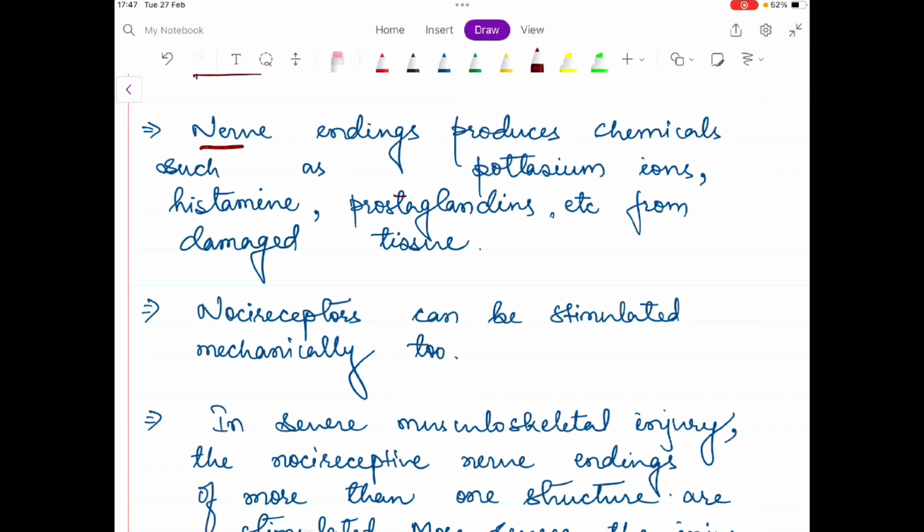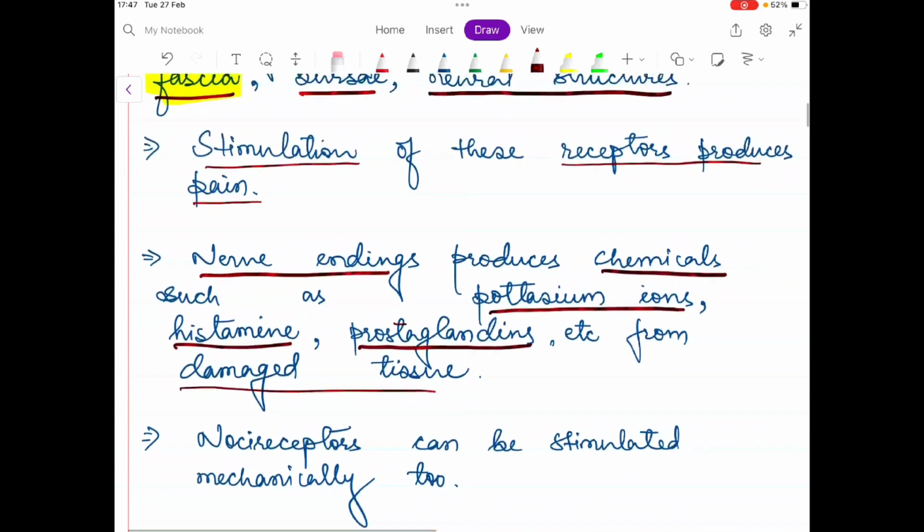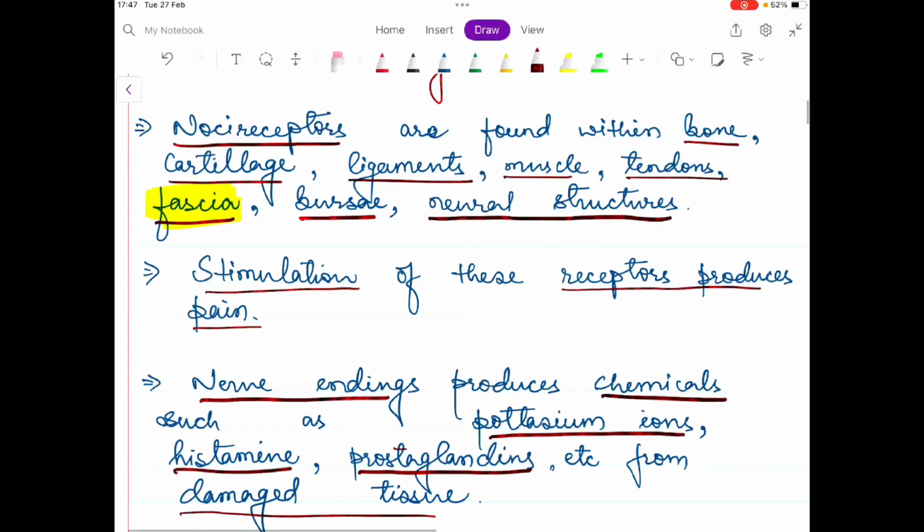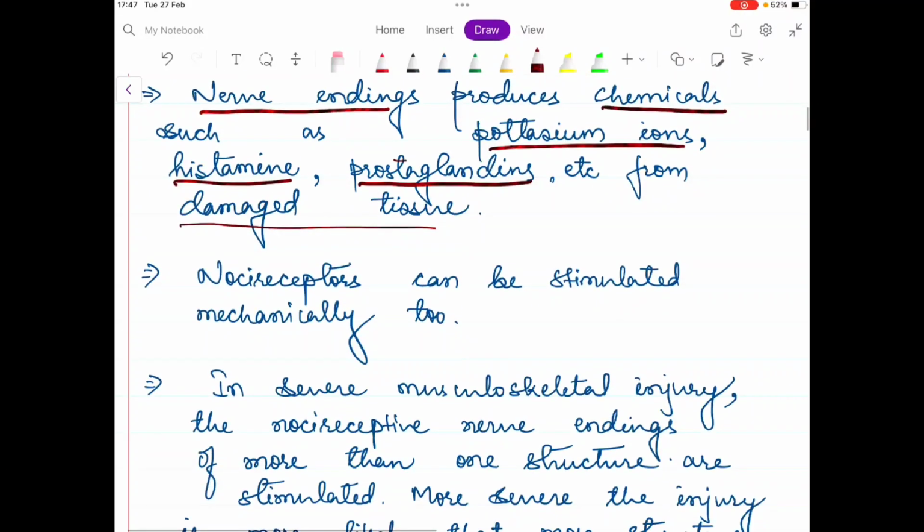Next point, nerve endings produce chemicals such as potassium ions, histamine, prostaglandins, etc. from the damaged tissue. Damaged tissue can be your fascia, bursa, neural structures, it could be anything. So the damaged tissue will release the chemicals, which are potassium ions, histamine, prostaglandins, etc.